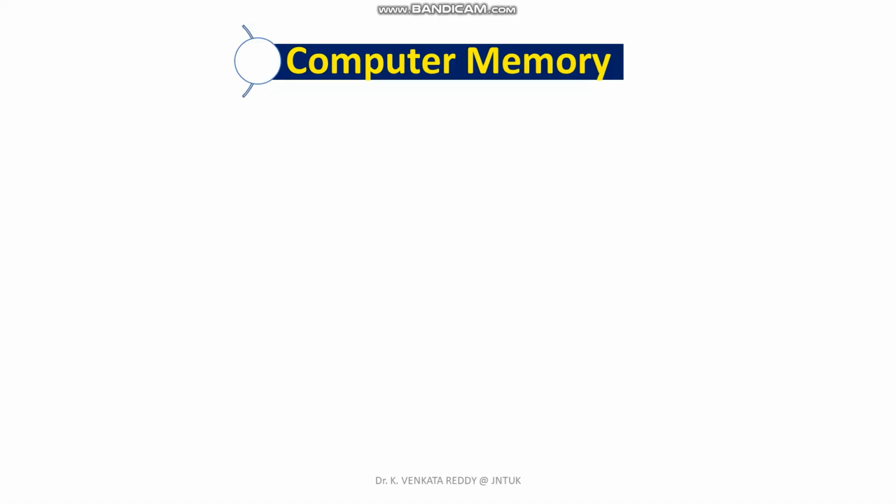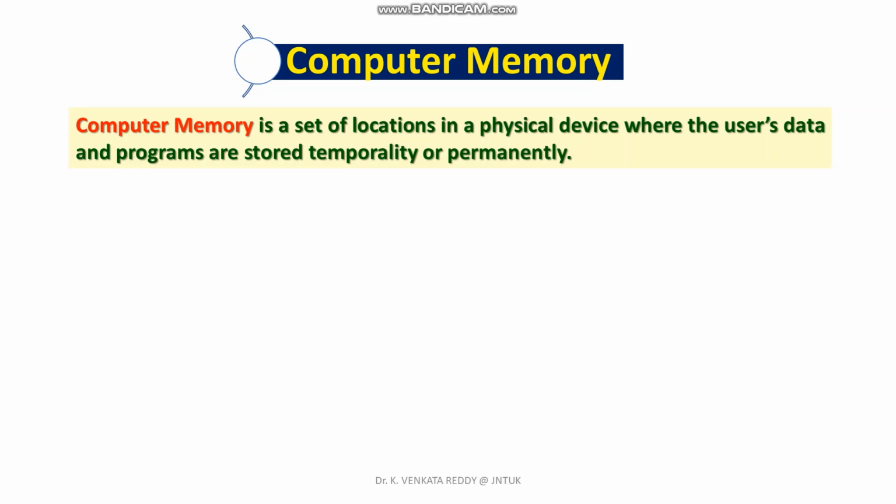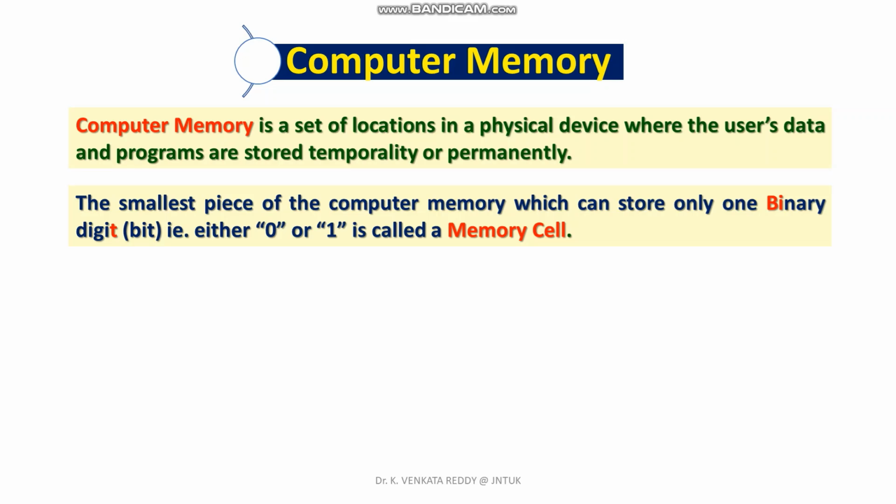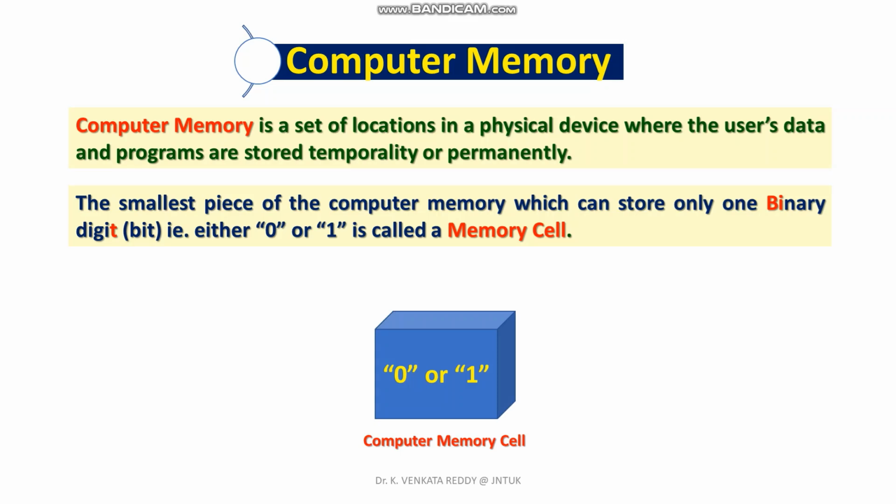Now, what is a computer memory? Computer memory is basically a set of physical locations where the user stores their programs and data. Some memories store the programs or data temporarily or permanently. If you divide the memory into the smallest pieces, the smallest piece is called a memory cell. The memory cell can store only one binary digit, either 0 or 1. The memory cell is connected with a data bus, address bus and control bus.